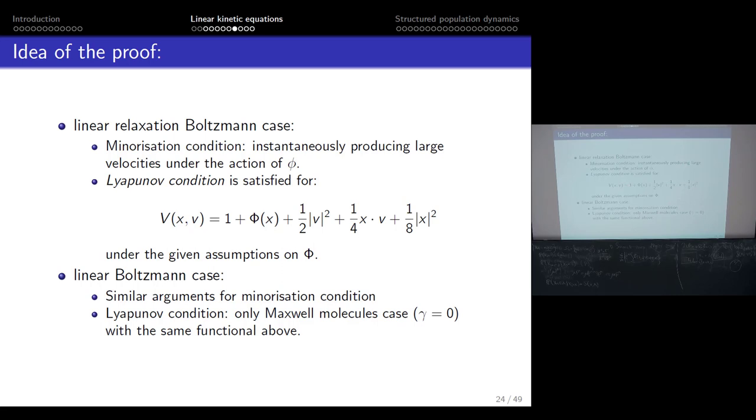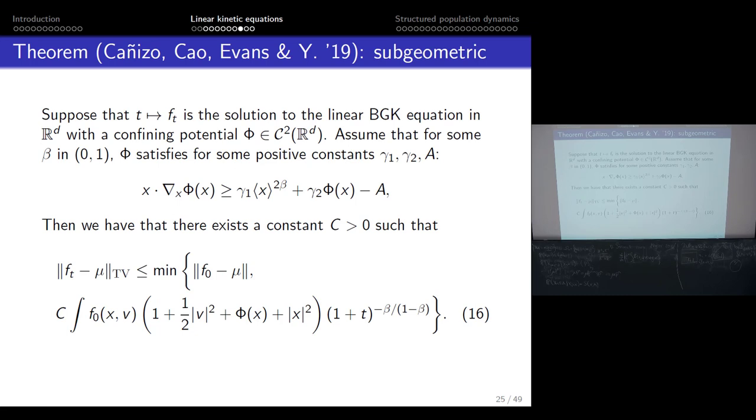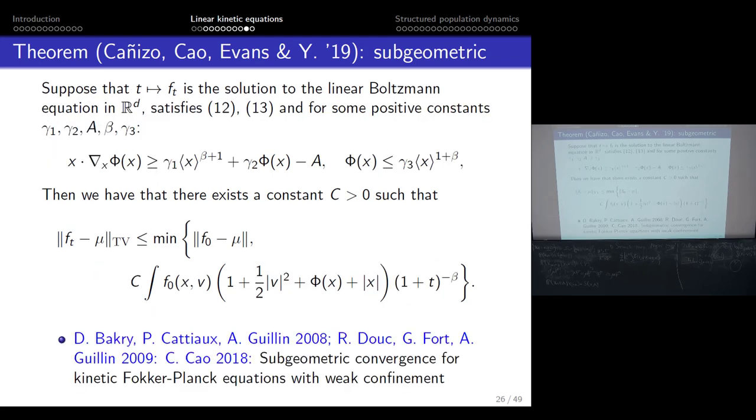So this is the subgeometric case, but I think I will just skip this part. It says that if the potential is weak, so that it's growing in a sub-quadratic way, then we will have a convergence rate which is less than exponential. Of course, it will be algebraic. In the case of linear BGK, it will be given by the minimum of these two rates, and for the case of the linear Boltzmann equation, it will be given by this.